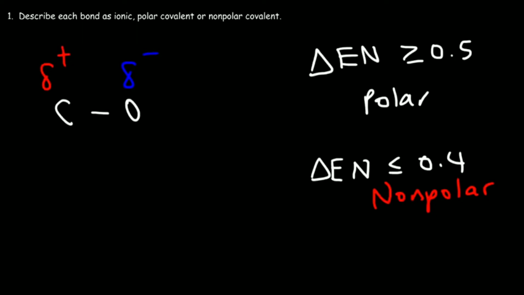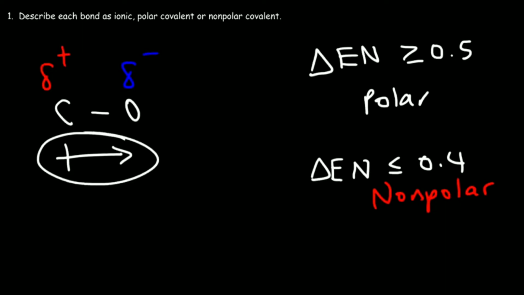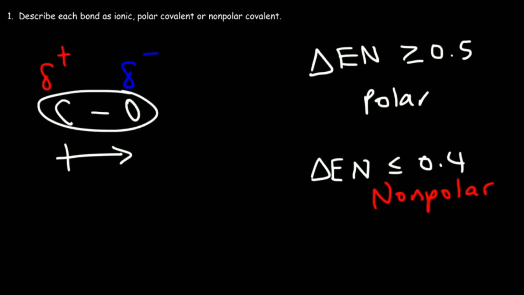So how can we indicate bond polarity? How can we show the dipole moment in this bond? You need to draw an arrow pointing towards the more electronegative element. And so whenever you see a dipole moment like this, it tells you that this bond is a polar bond.